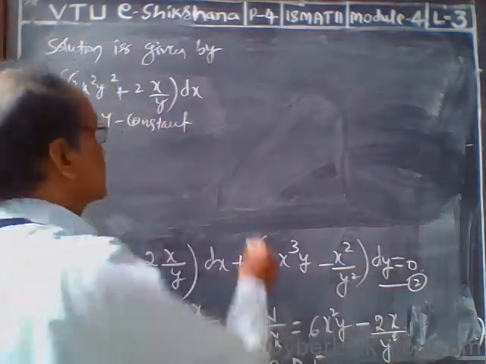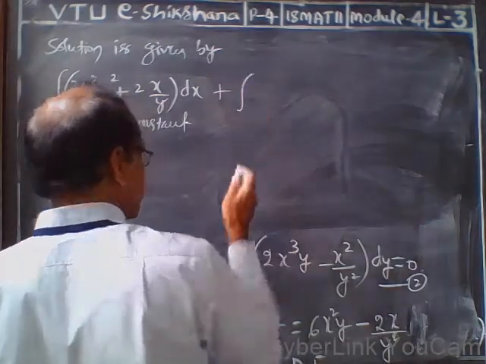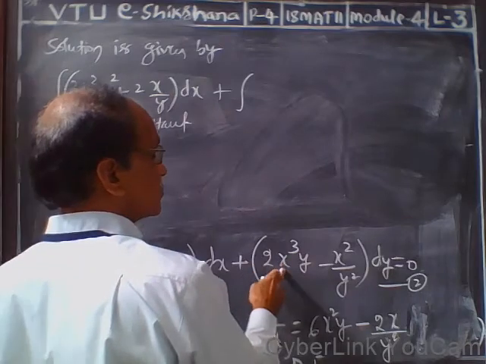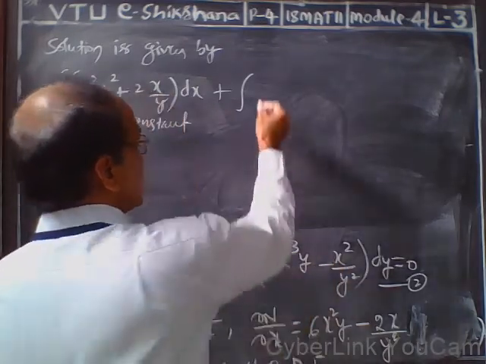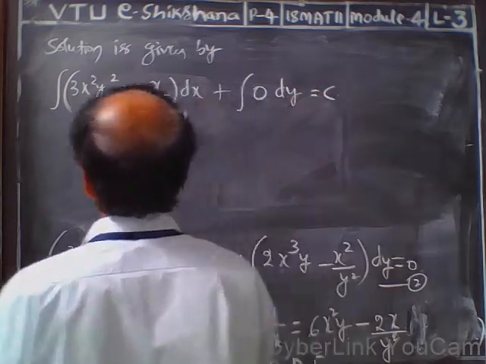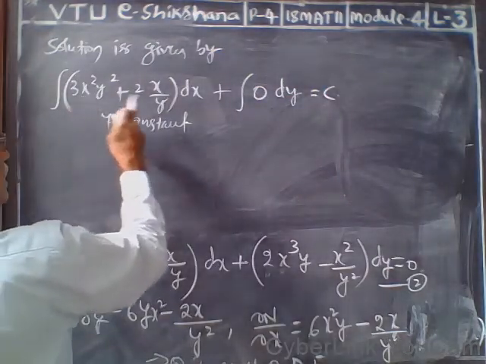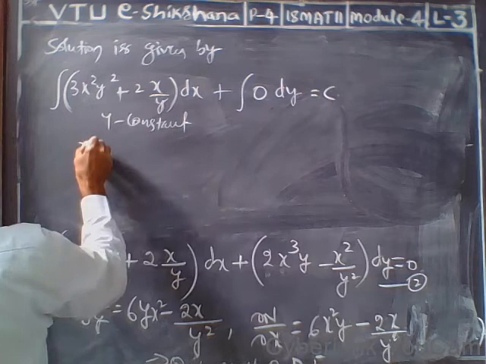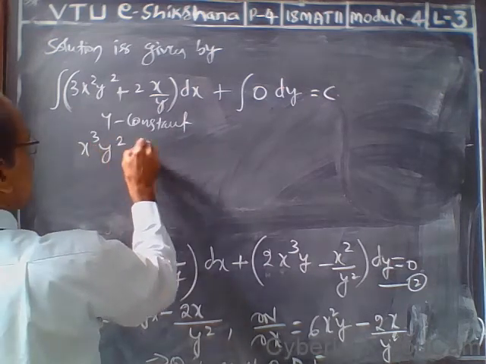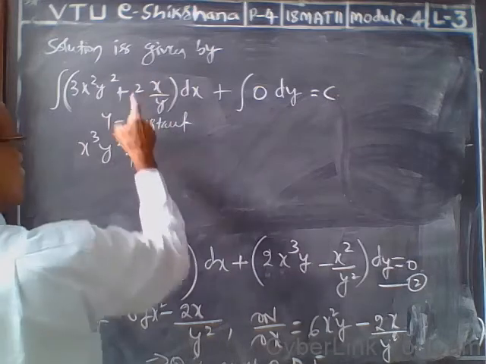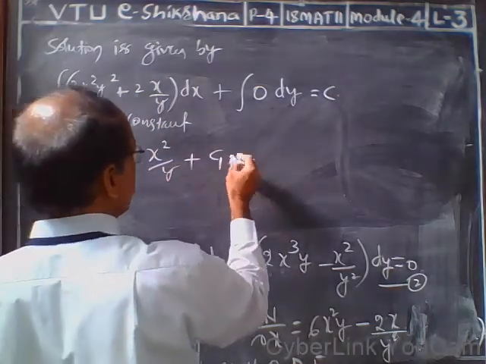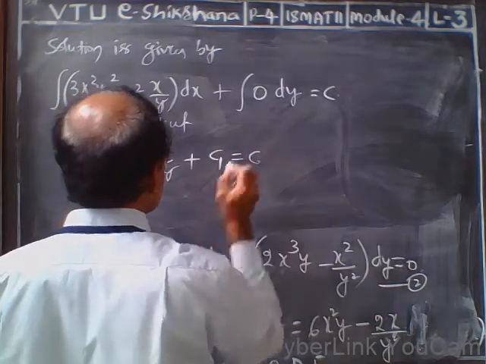Here you have to treat y as constant and plus the constant of integration, that is terms free from x. Here also x is there, so you have to write 0, that is dy is equal to constant. Then you have to integrate only with respect to x, that is x cube, 3 cancels, and y square, and x square by 2, 2 cancels, x square by y plus c1 equal to c.